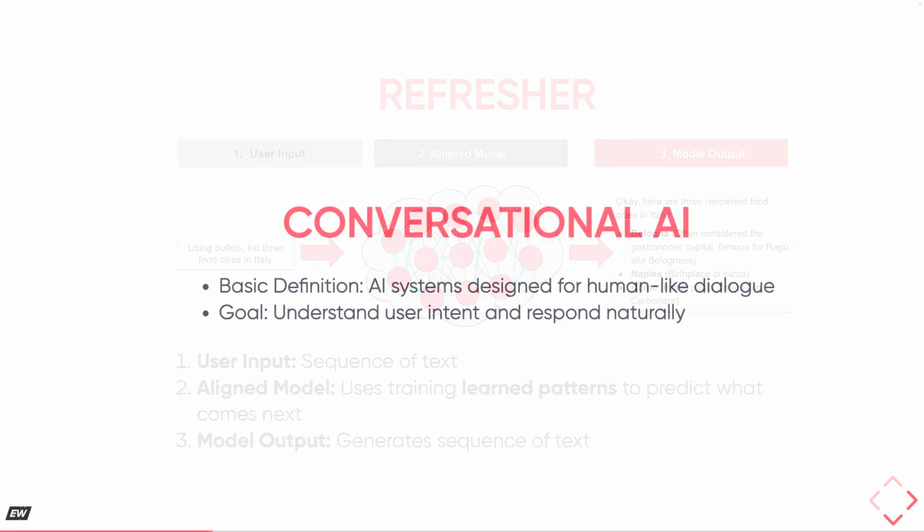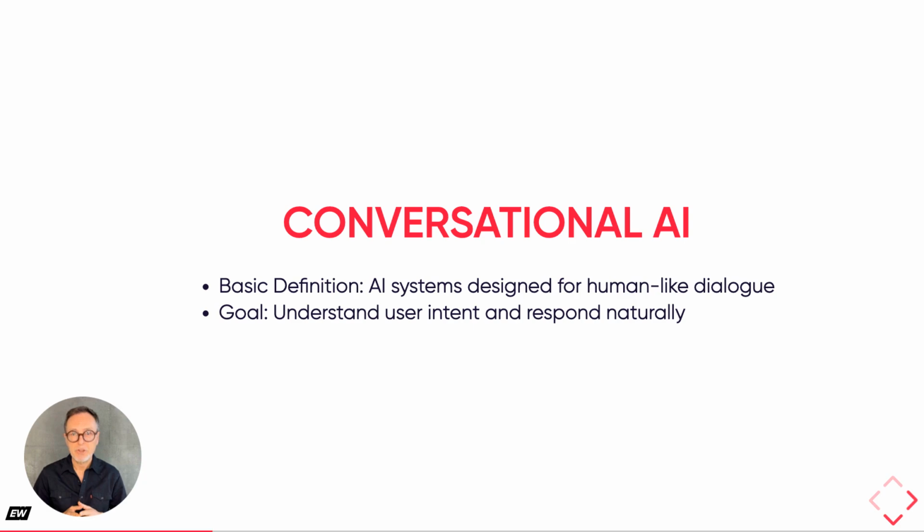This fundamental input-process-output cycle is central to all LLM-based conversational AI, and we'll now see how it extends to multi-turn dialogues. Let's define conversational AI. In basic terms, conversational AI refers to AI systems that are specifically designed to engage in human-like dialogue. This means they are capable of participating in back-and-forth interactions that feel natural to a human user.